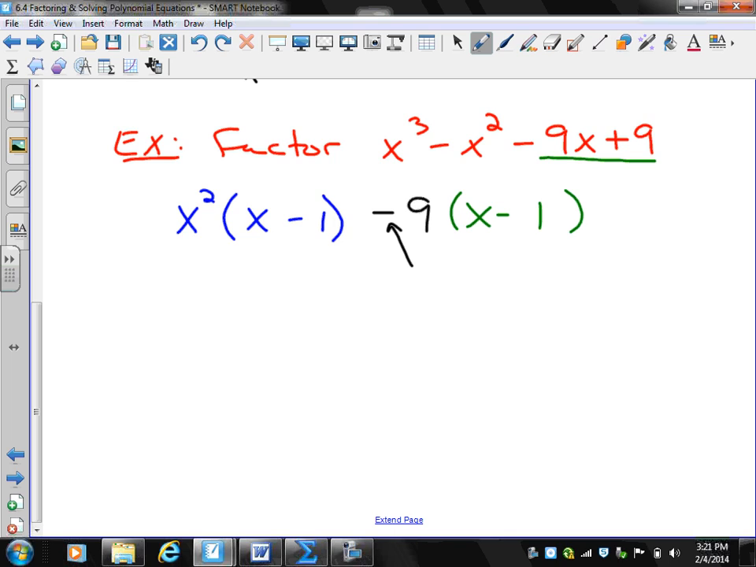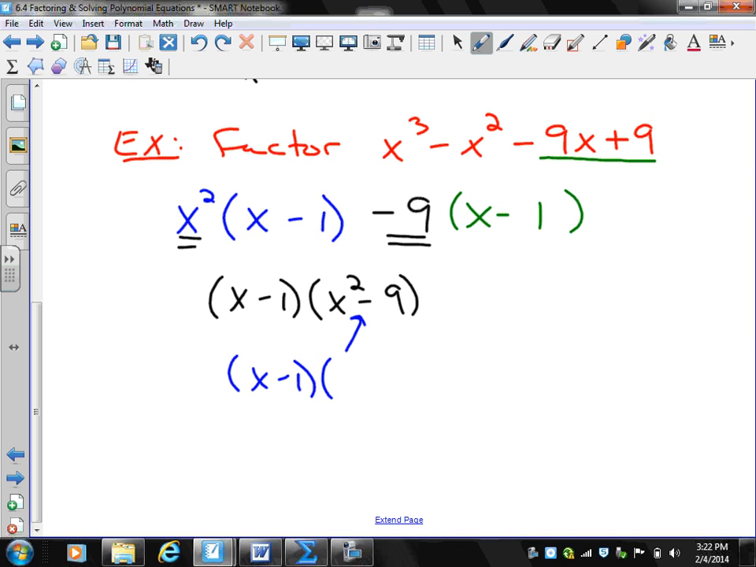Okay, so I factored out the minus 9 from the second 2 terms, and now we have an x minus 1 in common between our 2 big mega terms here. So I'm going to factor out an x minus 1, and then we're left with an x squared minus 9. Something should catch your eye with this one, because we've seen this before. In fact, we saw this earlier in this exact video. The x squared minus 9 is really a difference of 2 squares, and that should be familiar factoring for us: x plus 3, x minus 3.